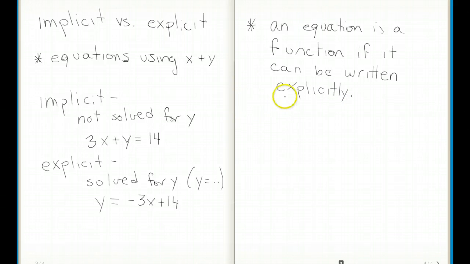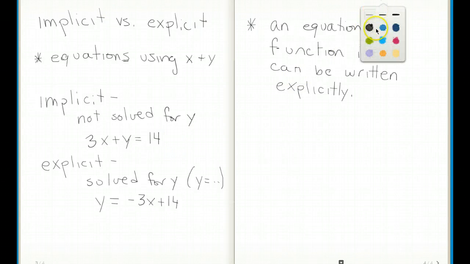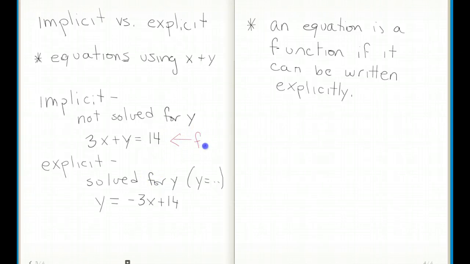So, for example, something like this 3x plus y equals 14 could be solved for y. It could be written y equals negative 3x plus 14. So what that means is that this equation represents a function. Because I was able to solve for y explicitly and write it as y equals, this is in fact a function.